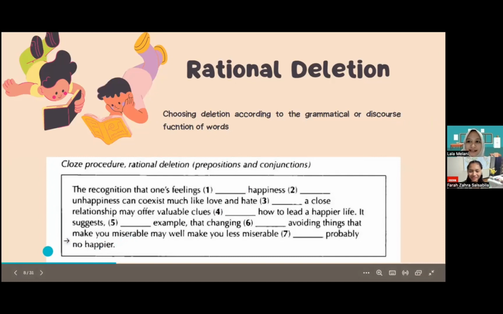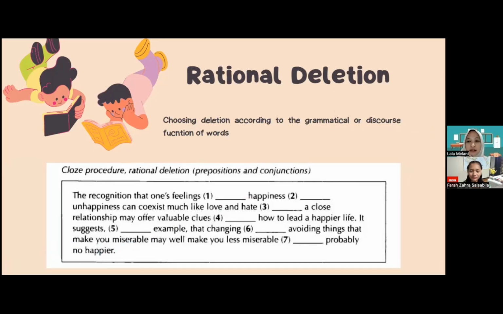Okay, the next is rational deletion. In rational deletion, we choose deletions according to the grammatical category or the source punctuation of words. This is an example of rational deletion tasks.